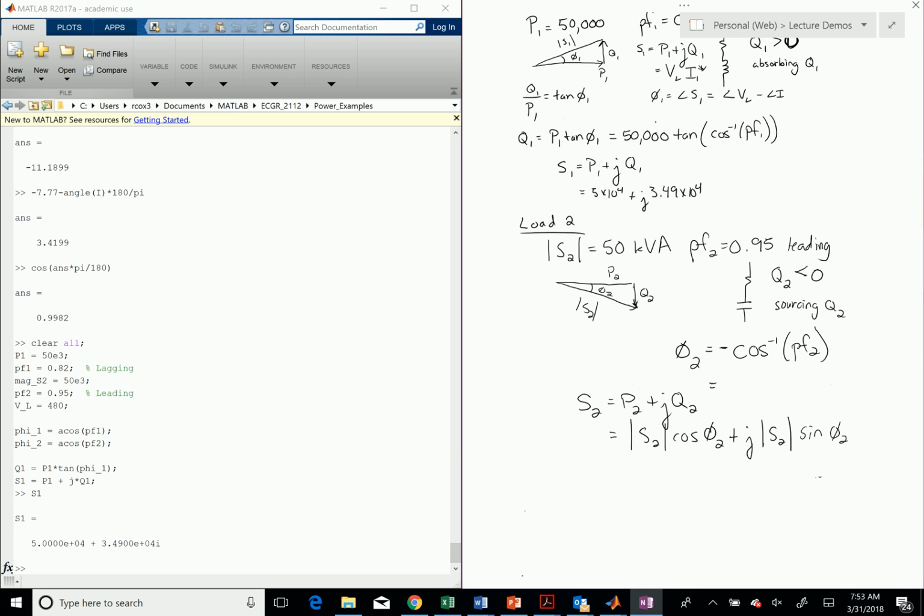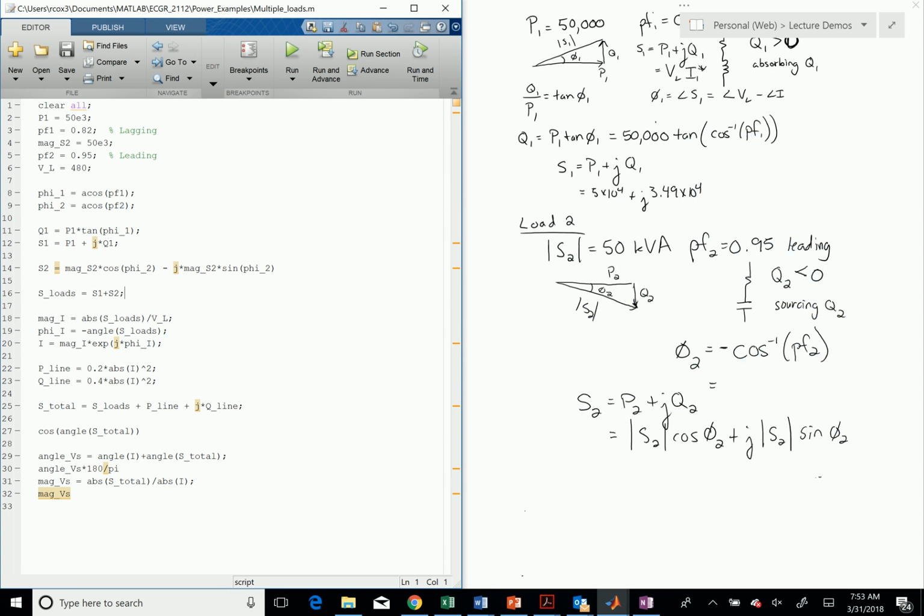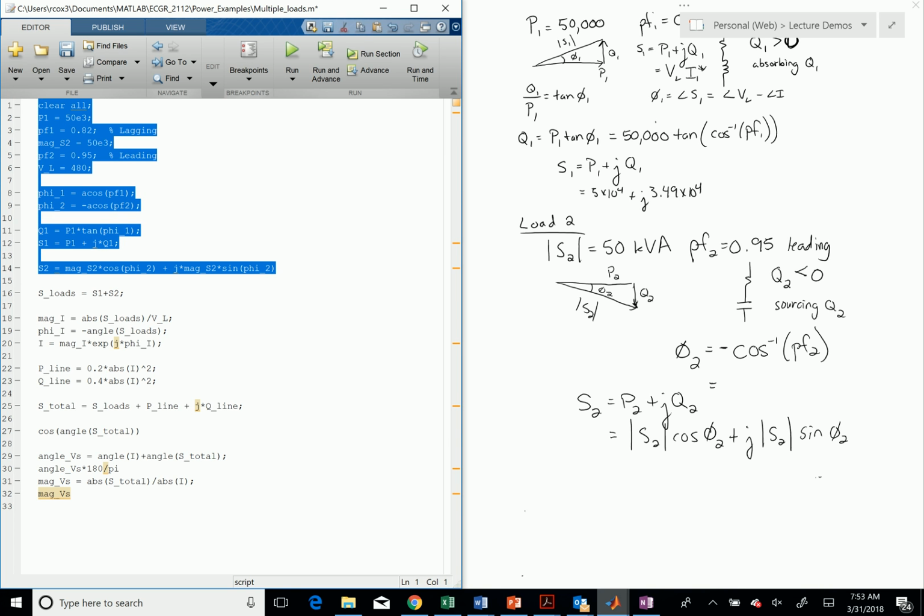So let's go again to my MATLAB code, and I've done that. Notice I have this new line here, magnitude of S2 times cosine phi 2 minus j magnitude S2 sine phi 2. Now, why did I put the minus sign here and not here? The reason is that I didn't put a minus sign in the angle here. I could do it either way. Let me do it consistent with this, and I'll get the same answer.